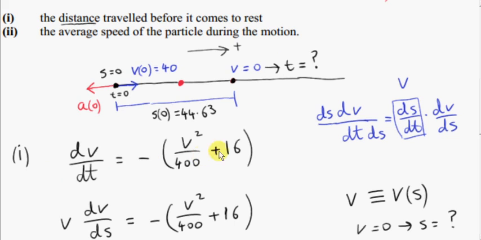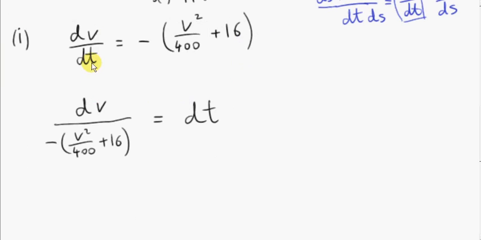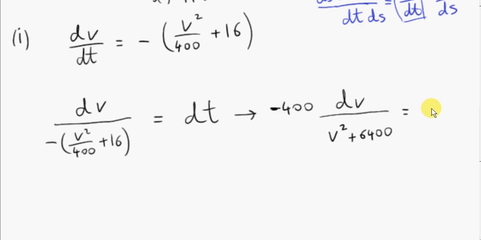So we go back to this and we leave dv/dt as it is. That's the acceleration. So we separate the variables, v's to one side, t's to the other side. Now I'll multiply this above and below by minus 400, so the v squared will appear on its own in the denominator. So we're going to get plus 6400 here. 400 times v squared over 400 is v squared, and 400 times 16 is 6400. And they've taken the minus sign out here. Alright, so this is equal to dt.